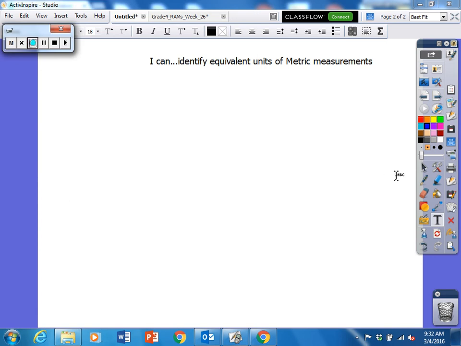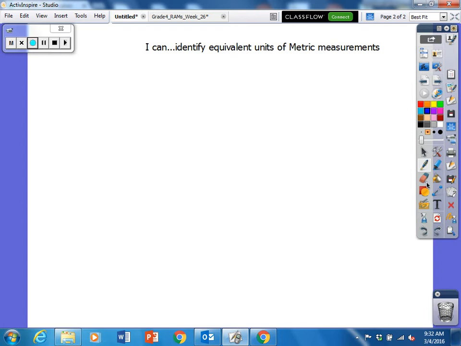Okay, today we are going to work on the strategy of our I can statement: I can identify equivalent units of metric measurements. As we know, the metric system is used all around the world, and it is often difficult for us to make sense of since we are more accustomed to the U.S. customary system. Our metric units of length that we're working with are millimeters, centimeters, and meters. But today we're going to practice a strategy that incorporates all the metric units just so that we can see how they all fit together as a whole.